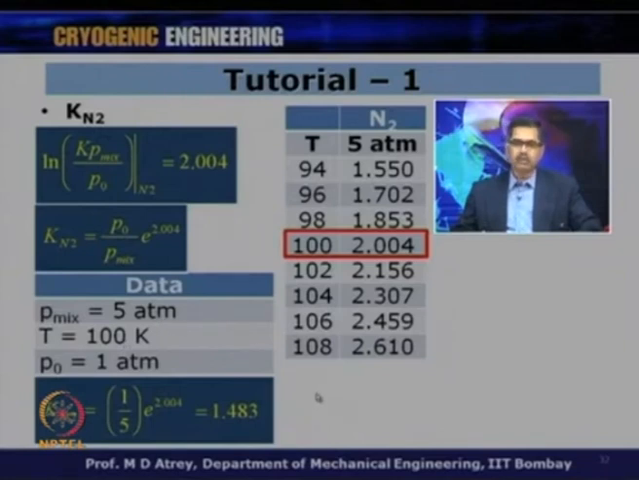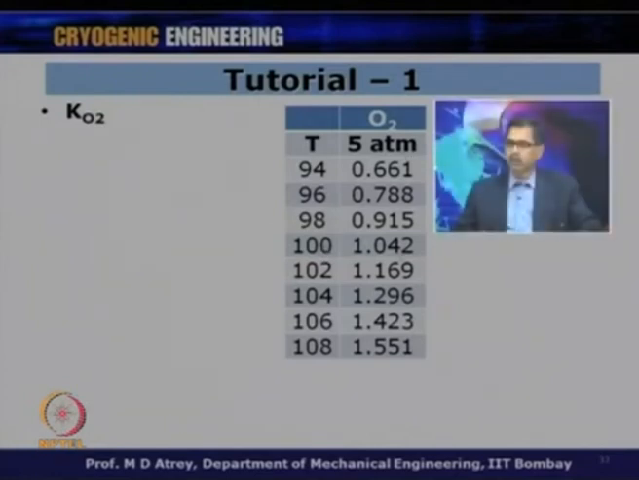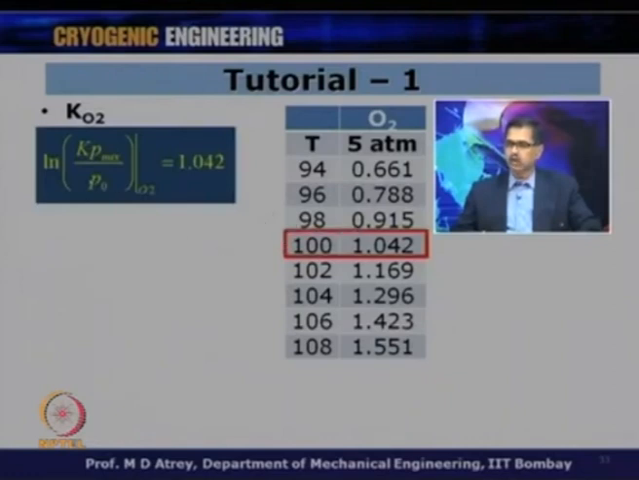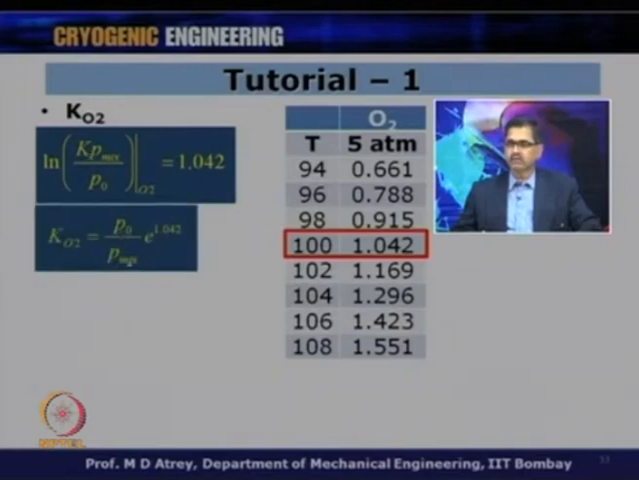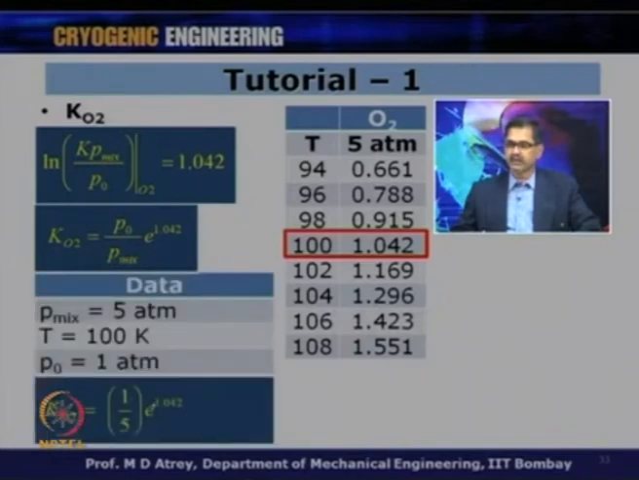A similar thing I will do for KO2 also, for the distribution coefficient for oxygen. So, for KO2, I take the table of oxygen at 5 atmosphere and I locate 100 Kelvin in that. So, the log of K times P mixture upon PO for oxygen at 100 K and 5 atmosphere is 1.042. From there I will calculate the value of KO2. KO2 is given as PO upon P mixture times e to the power 1.042, and putting the values of PO and P mixture in that, again the value of KO2 is equal to 0.567. So, I now have KN2, I have KO2.